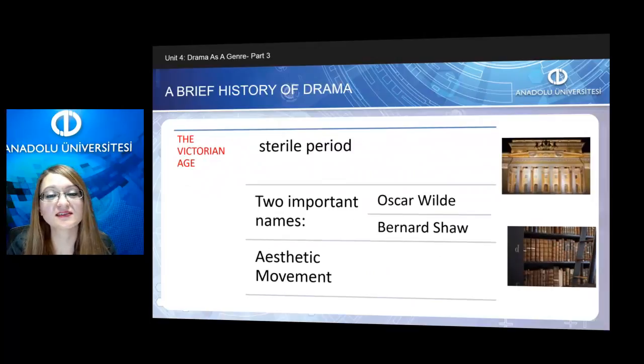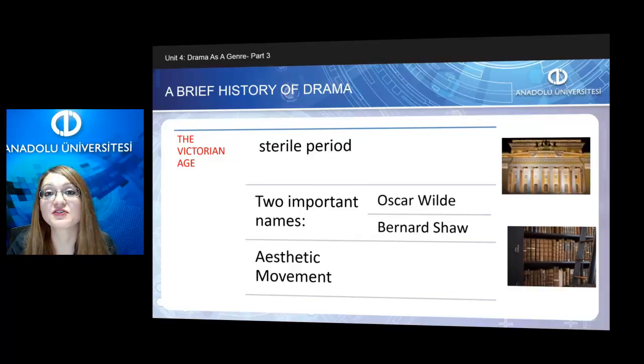The next period is the Victorian age. We cannot say that drama was very popular during the Victorian age. As a result of the rise of the middle class, novel as a genre emerged as a significant genre. That's why not many dramas were performed or written.